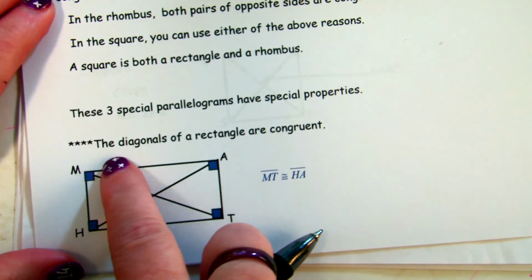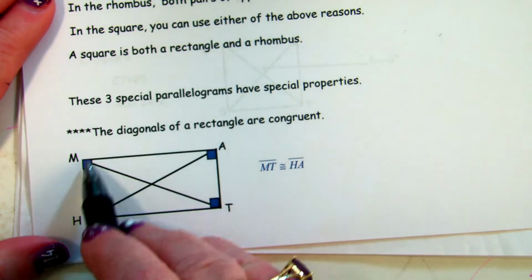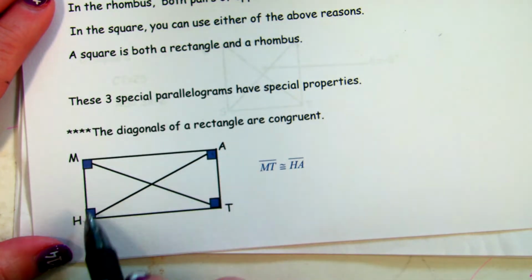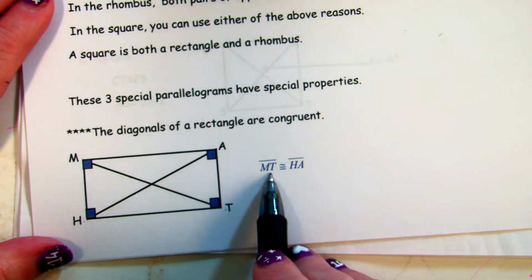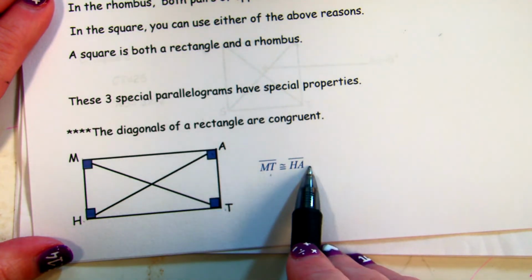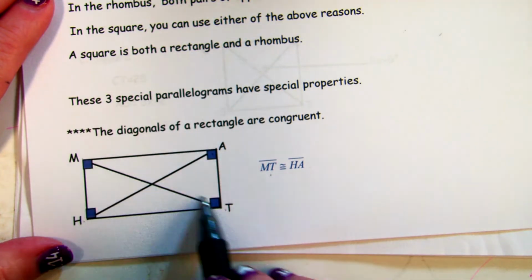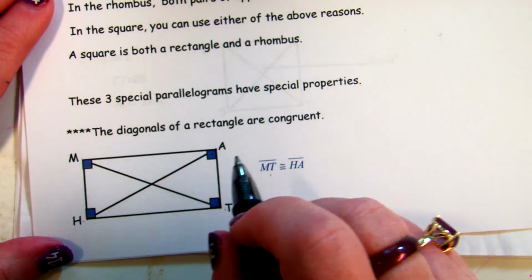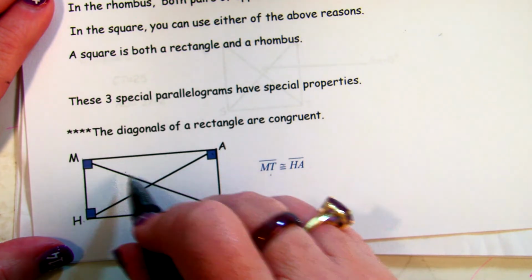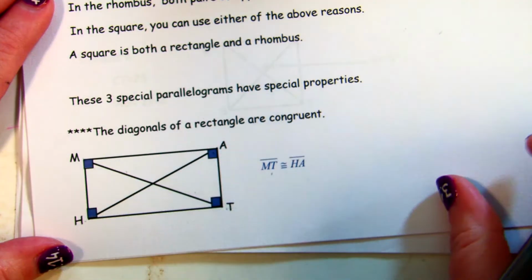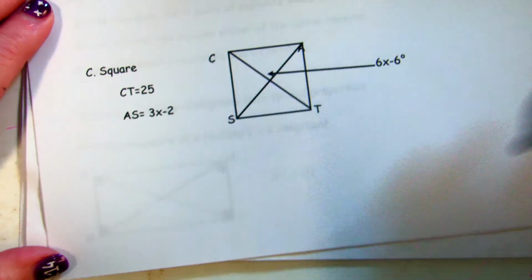So the first one is the diagonals of a rectangle are congruent. So here's a rectangle. You can tell by the four right angles. MT is congruent to HA. The diagonals are congruent. They're the same length. If this is 20, then this is 20. And because it's a parallelogram, they also would bisect each other. It'd be like 10 and 10 and 10 and 10. Because if a quad is a parallelogram, then its diagonals bisect each other.